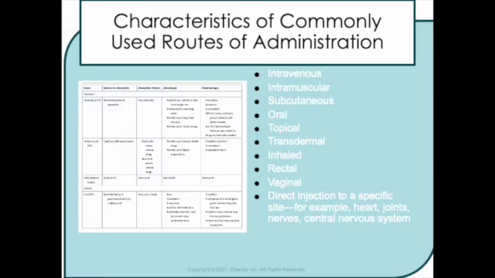Now, there are some characteristics of commonly used routes of administration that we're just going to summarize. And you can do a more thorough search and exploration of this in your textbook. But the 4 major routes of administration that we know of are the oral or the PO route, intravenous IV, intramuscular IM, and the subcutaneous or sub-Q.